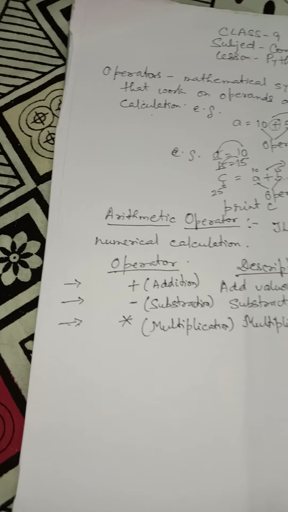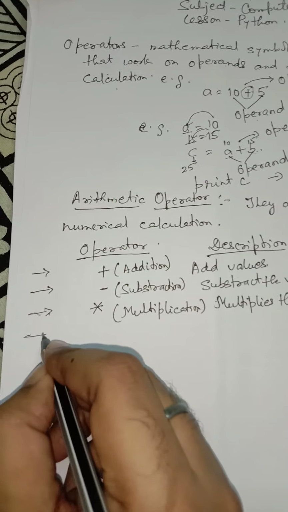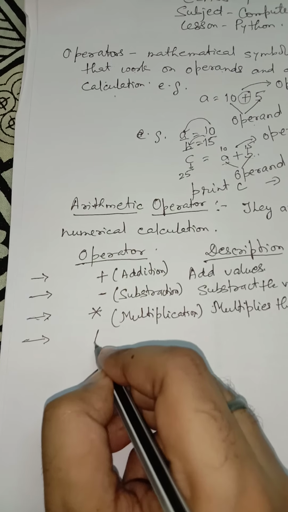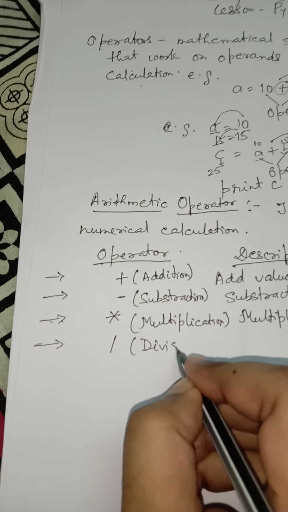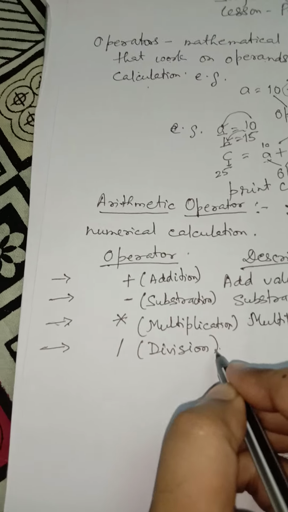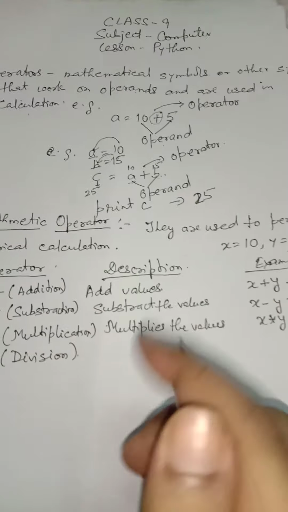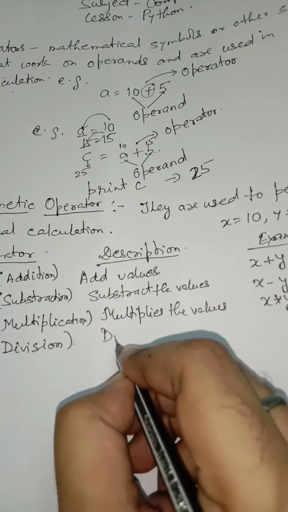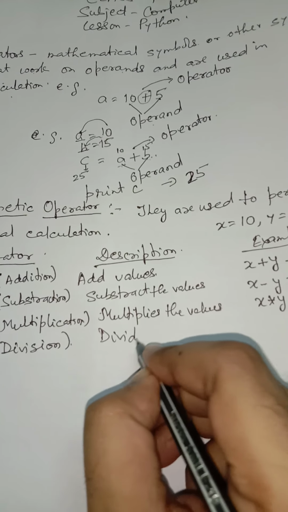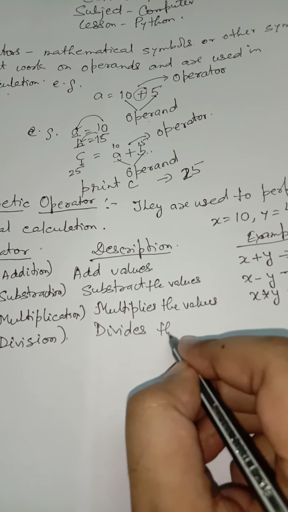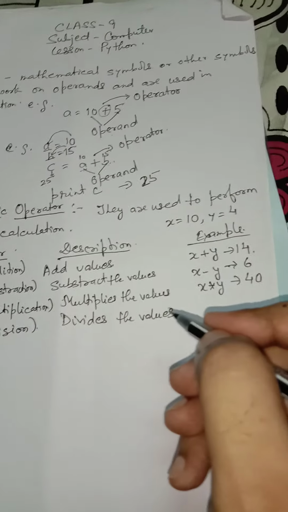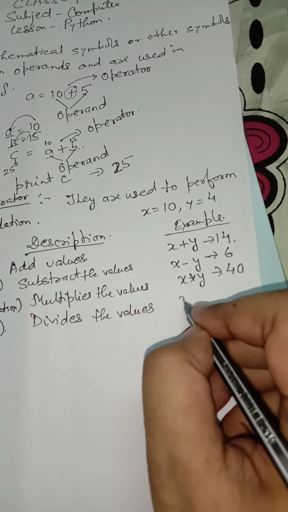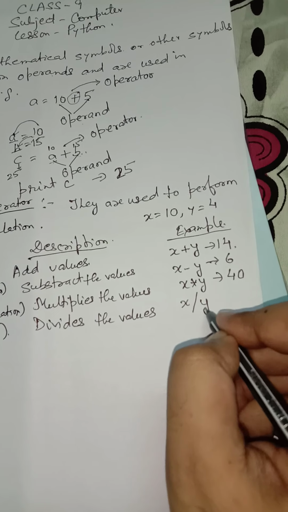40 will be the output over here. Now the fourth arithmetic operator that we are having over here is the division sign. Remember, this is known as division, D-I-V-I-S-I-O-N. What does it do? It divides the values. For example, I have written over here x divided by y.